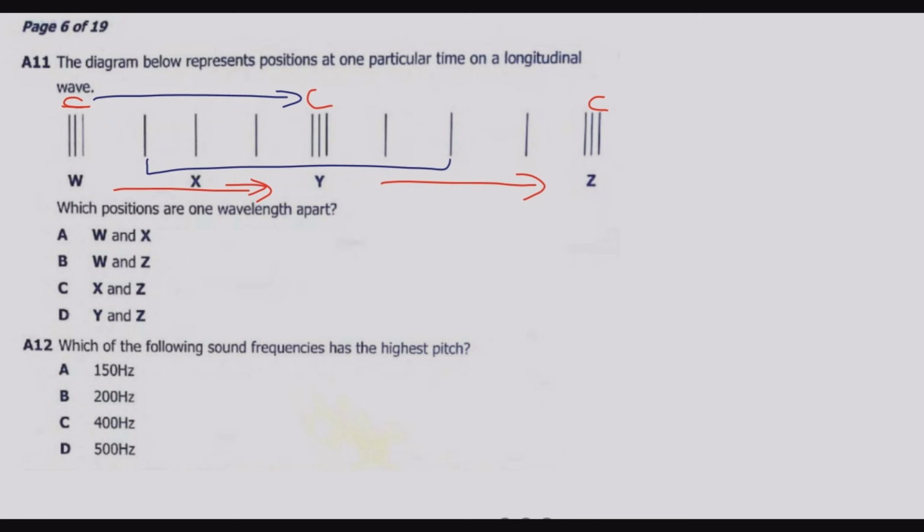If you see from the options, the wavelength would be W and X, not correct, W and Z, not correct, X and Z, not correct, Y and Z. So Y and Z is the best answer.